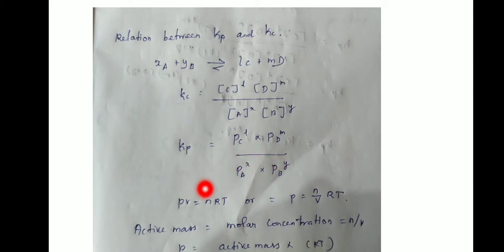Say PV = nRT is the ideal gas formula. Ideal gas, PV = nRT. Therefore P = (n/V)RT. Active mass is equal to molar concentration, which is n/V. So P = active mass × RT. Applying this formula: PA^x = [A]^x (RT)^x, PB^y = [B]^y (RT)^y, PC^l = [C]^l (RT)^l, PD^m = [D]^m (RT)^m.